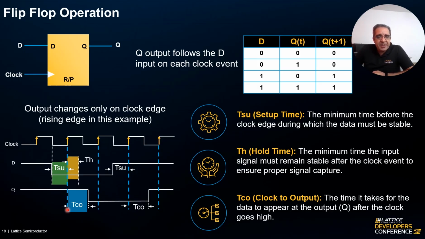And the time it takes for the Q output to be stable after the clock edge is called the TCO time, clock to out time. So it takes a certain time to stabilize the output. Before that time, the data may not be fully stable. So if we comply with these timing parameters, we'll have reliable operation of the flip-flop.